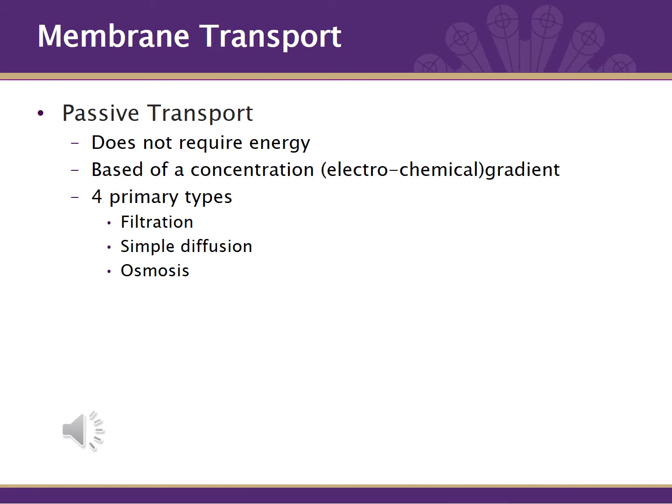Many important molecules and substances must be able to move into and out of cells. There are two ways to categorize membrane transport: passive transport mechanisms and carrier-mediated transport mechanisms. Passive transport does not require adenosine triphosphate or energy. There are a few mechanisms that are important to know about.